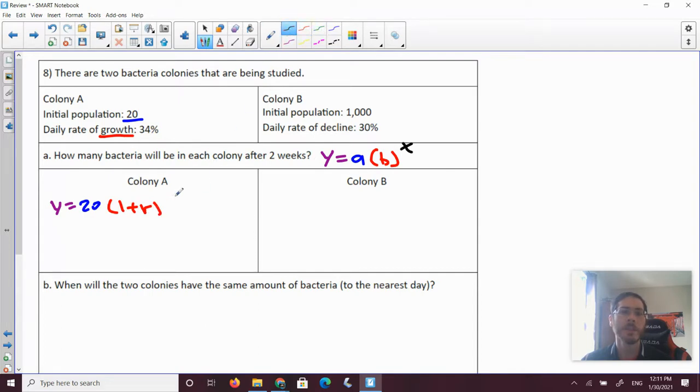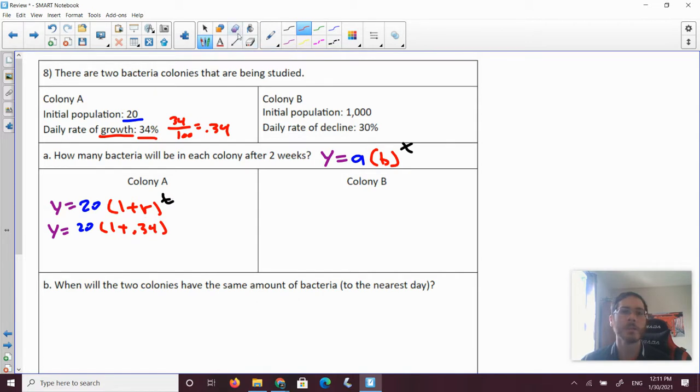And then X is going to be the time in this case. We'll turn that into a T. So I'm going to substitute twice just to show where all the variables go the first time. I don't think we'll do that on the other side, but for this one we want to. So we get 20, 1 plus, so again, 34% is 34 over 100, or 0.34, so 1 plus 0.34.